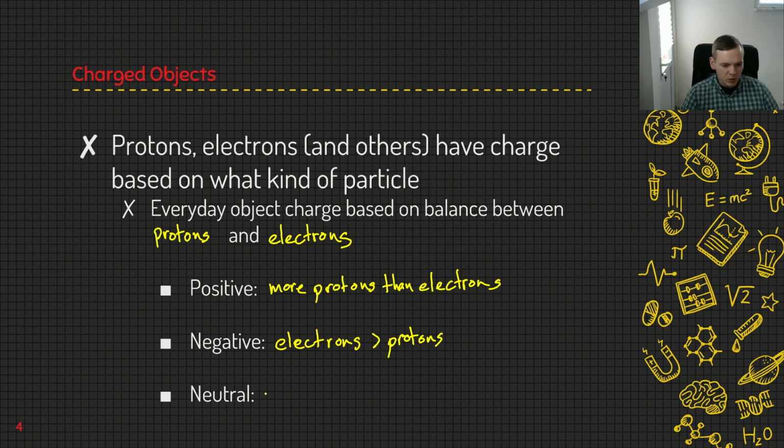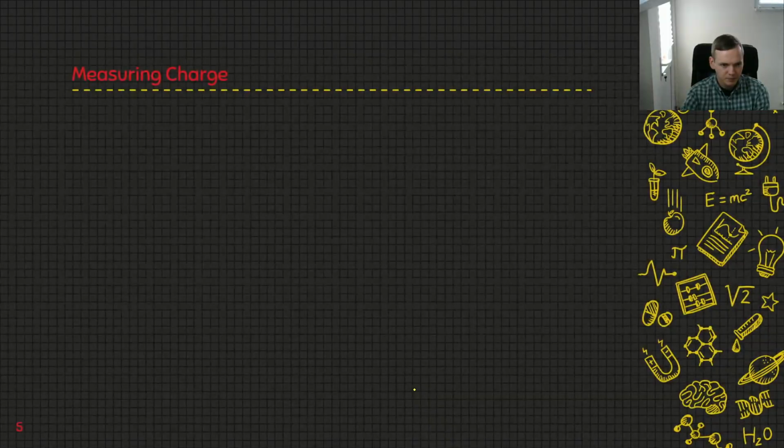And if it's neutral, that means there's the same or nearly the same number. The chances of there being literally the exact same number of protons and electrons is very low. So if they're roughly the same amount, then it's neutral. If there's a lot more protons than electrons, it's positive. If there's a lot more electrons than protons, it's negative.